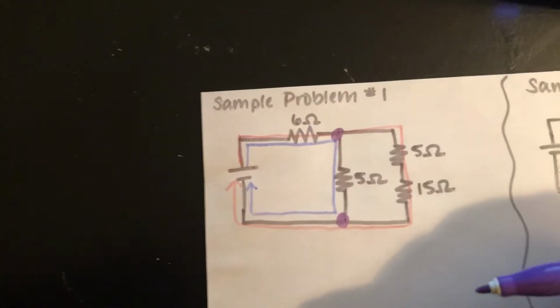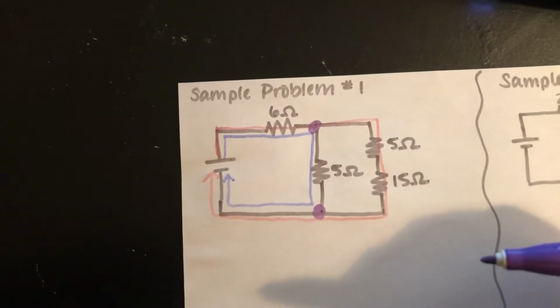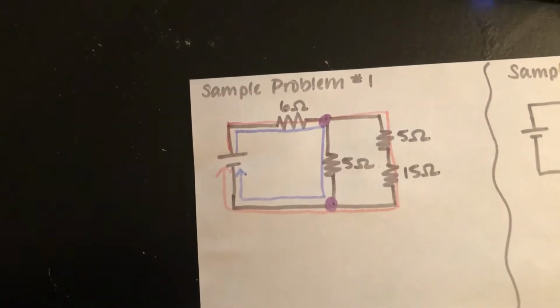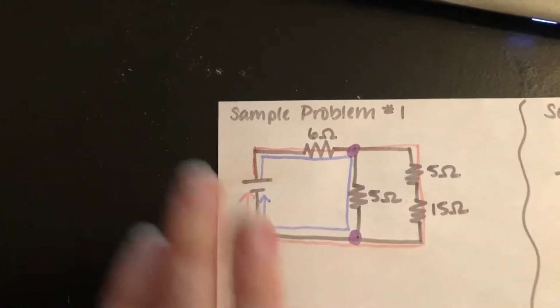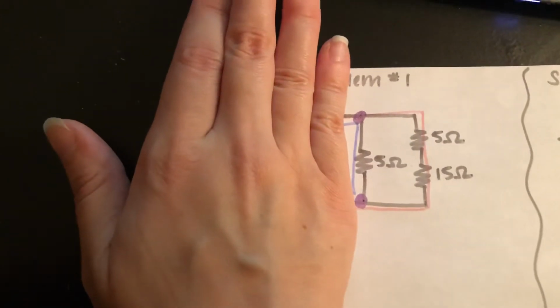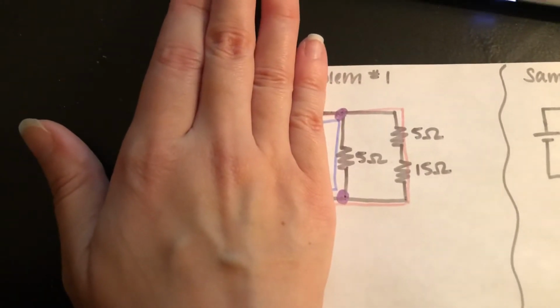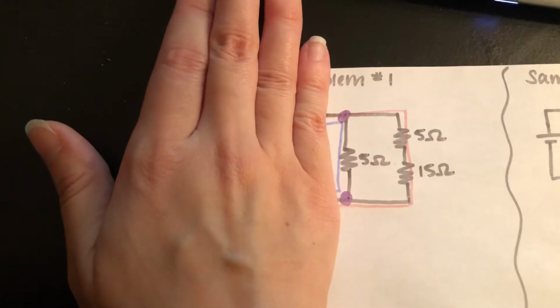Okay, now my rule for equivalent resistance is to always start by focusing on things within a junction first. So I'm just going to focus on everything that happens between this point and this point. I'm going to block out the 6 ohm resistor for a little bit, and you'll see why later. But basically, I'm just going to focus on this parallel section first.